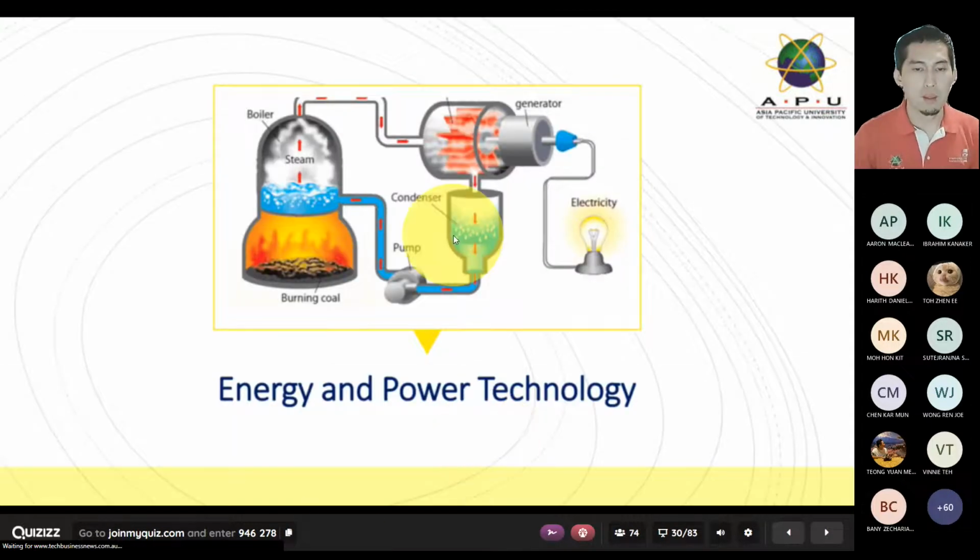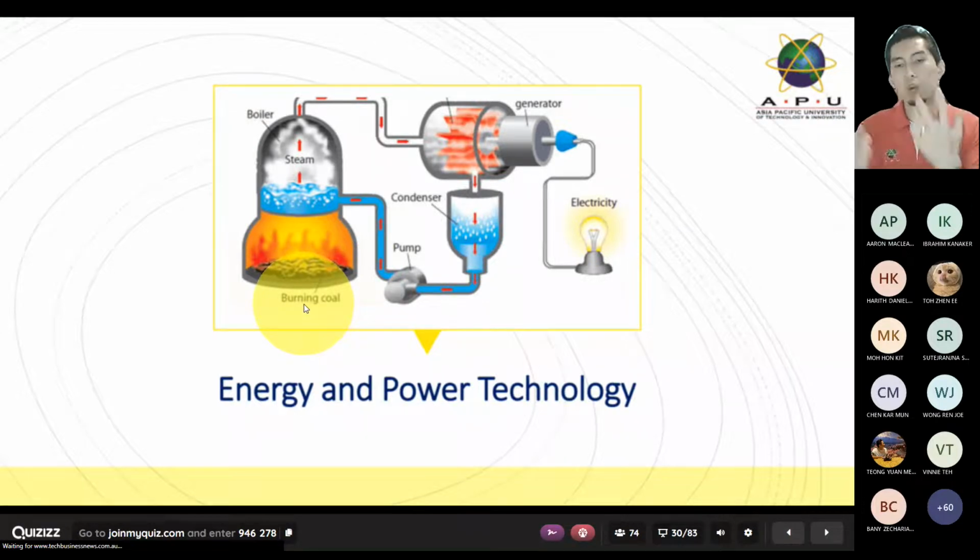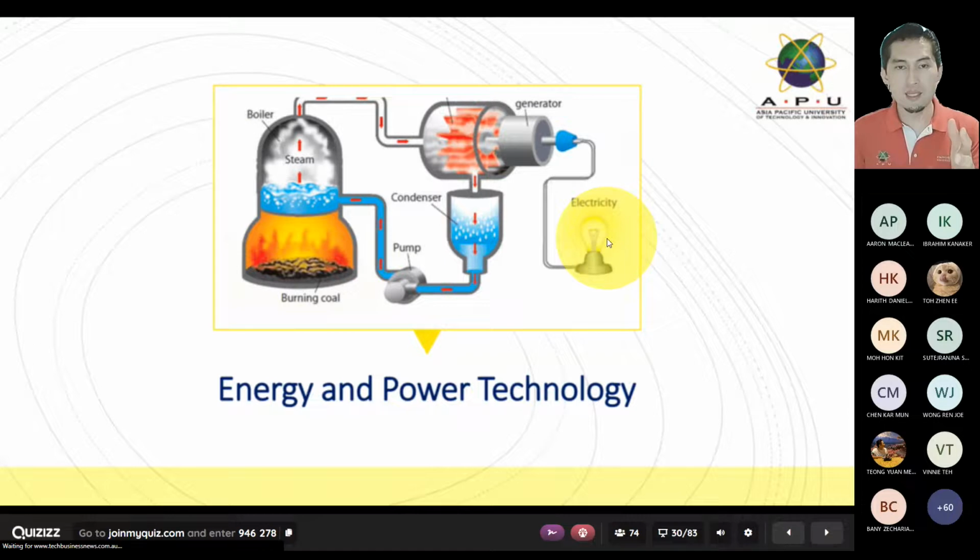All right, so a lot of it, as highlighted earlier, is a lot of conversion happening, right? It's basically one conversion to the other in order to get what we have today. We all know that coal is being used to create electricity, right? It's a simple diagram that talks about coal being converted to electricity.